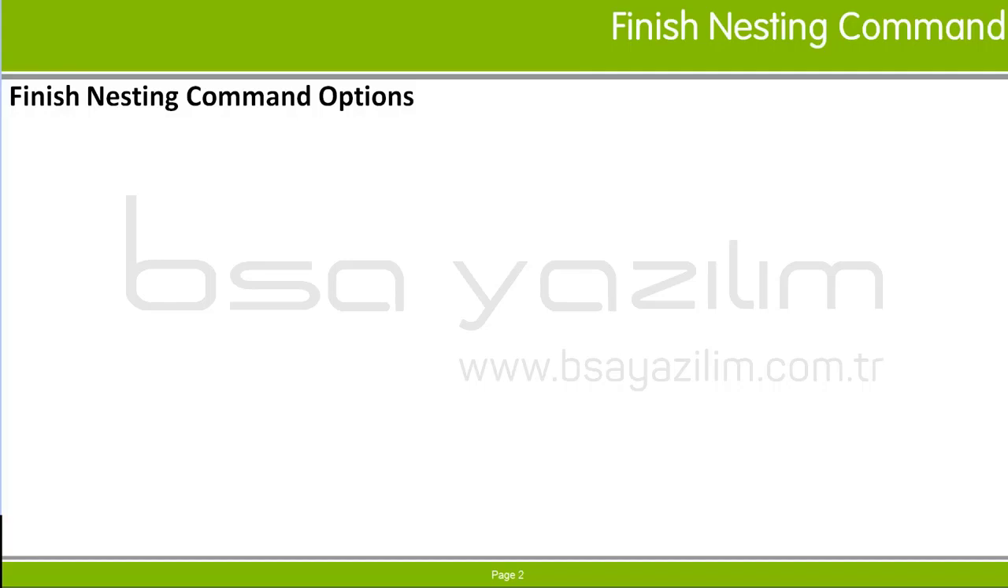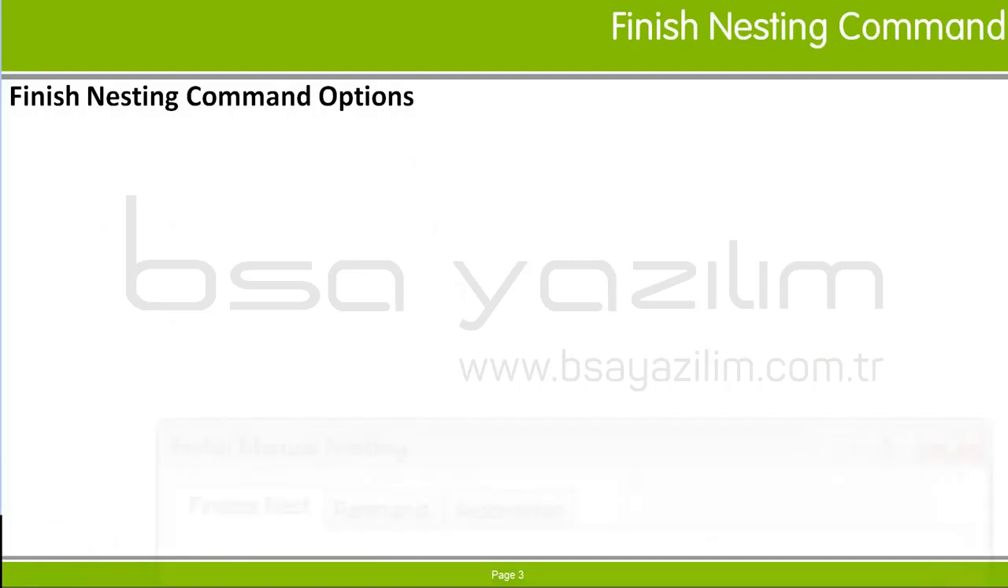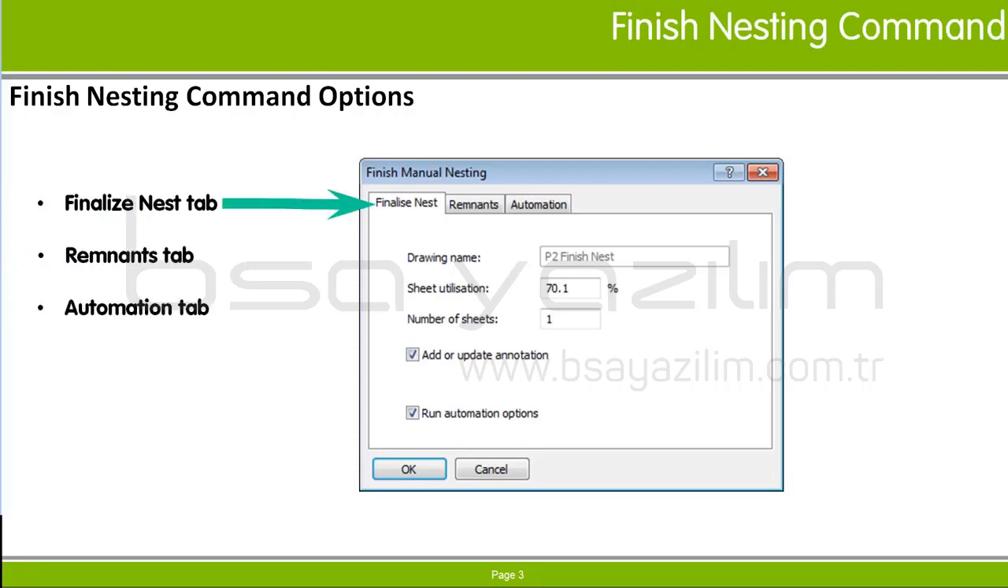The finish nesting command will apply changes made to a nest within Radan's Nest Modify mode. The command's icon is the pink door-looking icon found in the Modify Nest command panel. Selecting this icon brings up the Finish Manual Nesting dialog, which has three tabs. Check the options in each of the dialog's tabs and then click OK to apply the changes to the current nest. The options of the command are separated into three tabs.